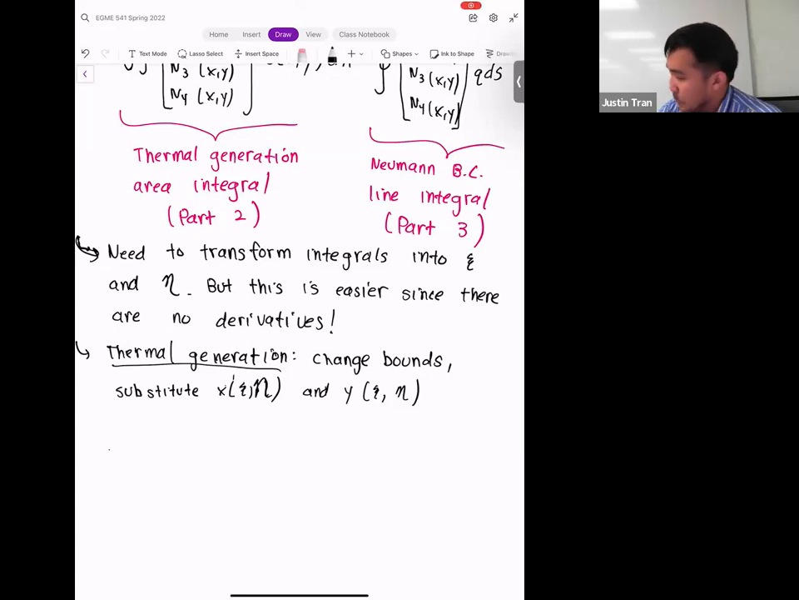Okay, close enough. So that's the second thing we have to do. And the third thing we have to do is add in our scaling factor, which is the determinant of our Jacobian.